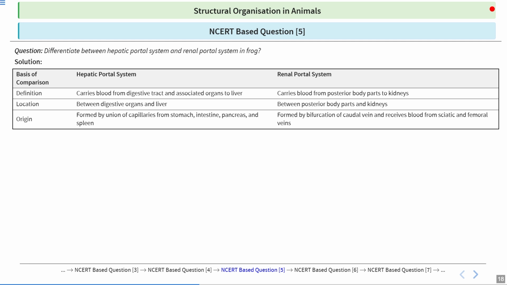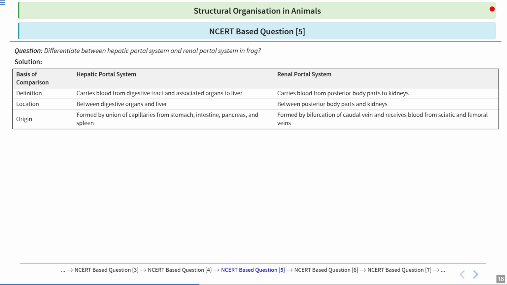And all the blood that passes from these lower parts of the body enters the kidney. So it means that in the portal system, the veins are not directly going to the heart for purification. Instead, they are entering some organ, right? In case of hepatic portal system, the veins are entering the liver. And in the case of renal portal system, the veins are entering the kidney, right?